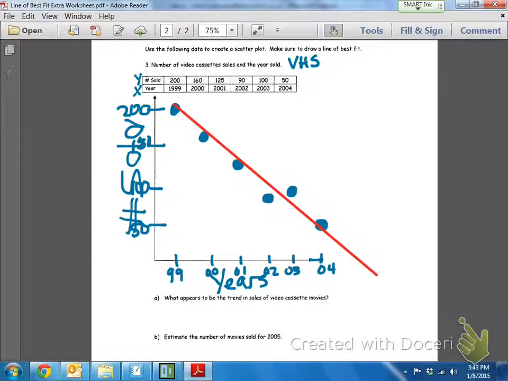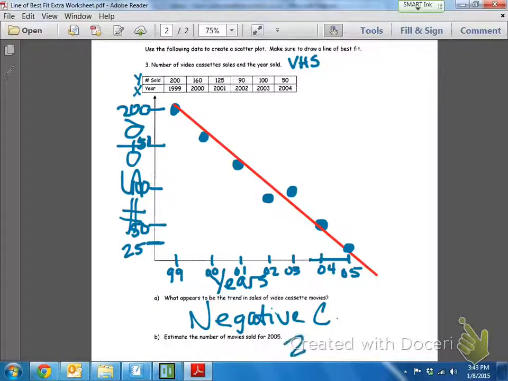So what appears to be the trend of sales? I think you guys can see it's going down, so that means it has a negative correlation. I'll just put negative C. All right, and then estimate the number of movies sold for 2005. Okay, so we did 99, 0, 01, 02, 03, 04. If I extended the graph to 05, again, that would be, what are the sales right there? That would be right about there on my y-axis, so I'm going to say it's about 25.